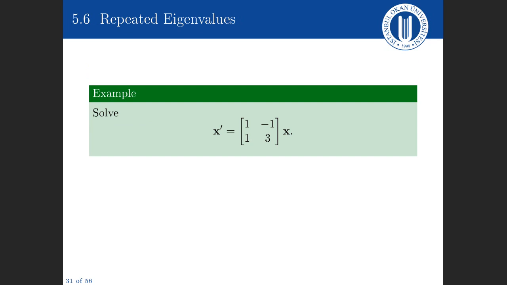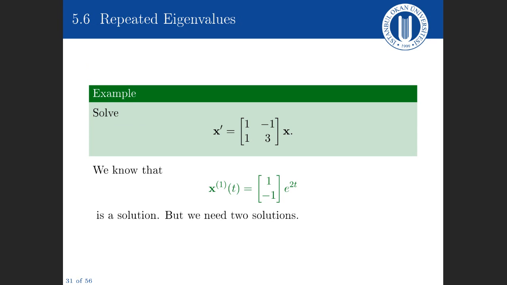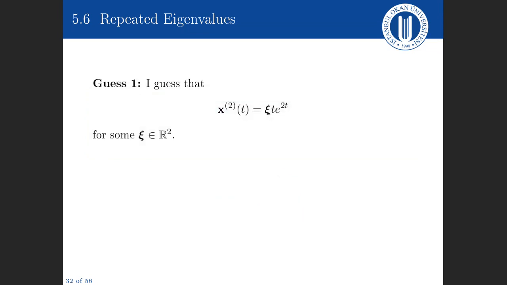Solve x prime equals [1, -1; 1, 3] x. Well, we know one solution. We know eigenvector multiplied by e to the power eigenvalue t. But we have a 2 by 2 matrix, so we need two linearly independent solutions. How can we find a second solution? Let's make a guess. Guess number one, here's a clue for you, it's not going to work.